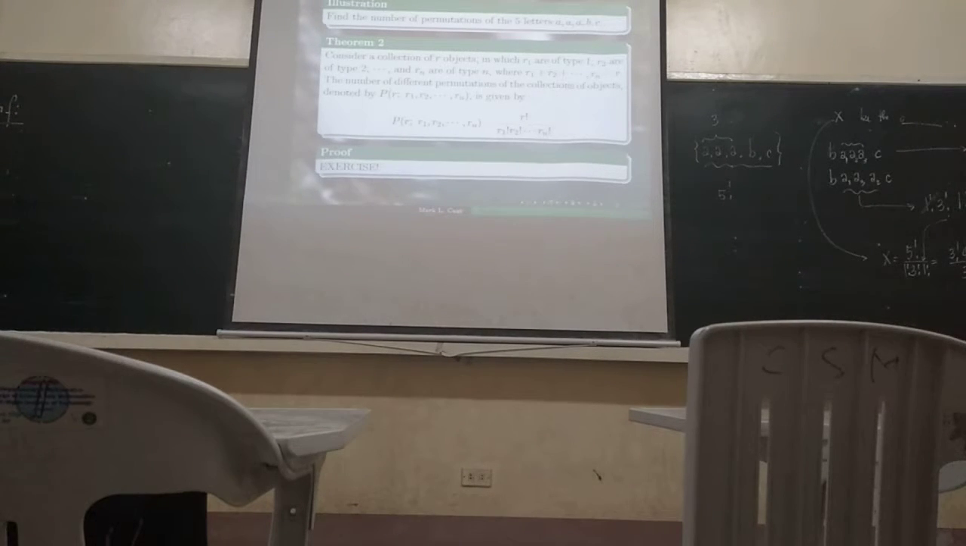Sige, outline lang. First idea. Again, take note that the sum of all your R sub i's is R. Okay? And remember, R should always be less than or equal to your N.